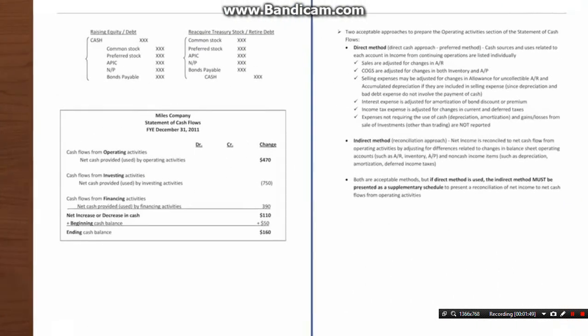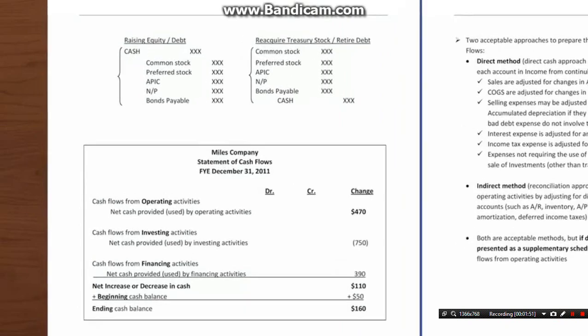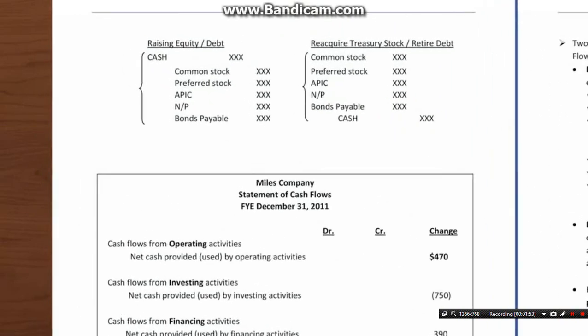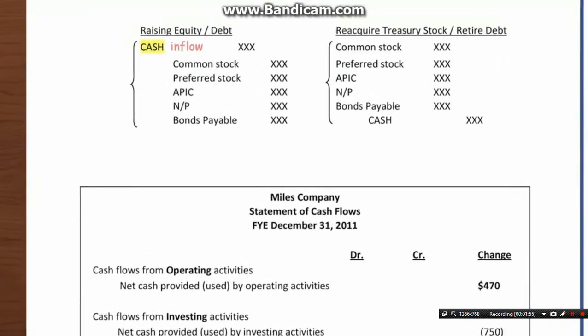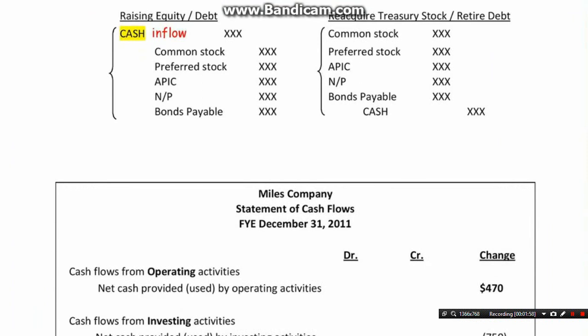Looking at the journal entries I've got here. So when you're raising equity or debt, it's cash, and write inflow. When you reacquire treasury stock or retire debt, on the credit, cash, and write outflow. Now on the second half of this page, you've got a pro forma statement of cash flows.